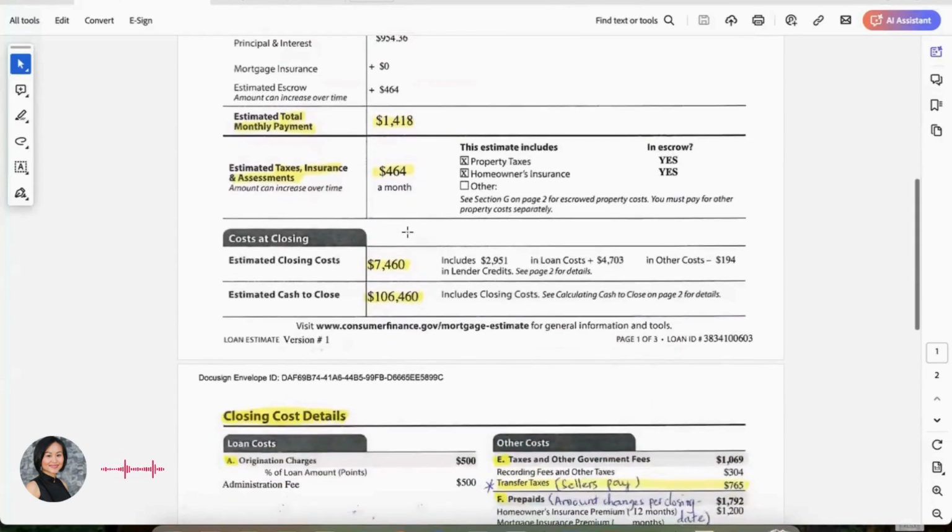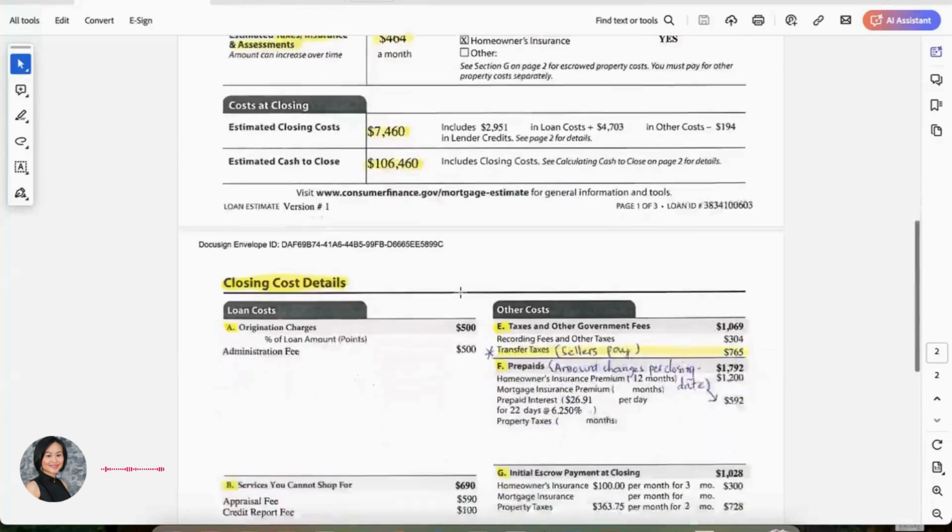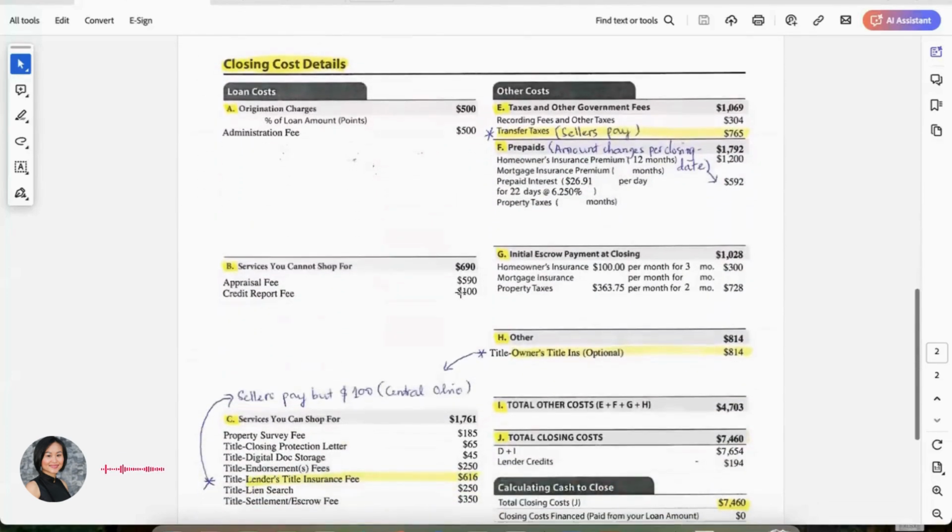So anyway, the estimated closing cost is here, and estimated cash to close is here. We're going to go through the breakdown of this closing cost. The cash to close is the number that you expect to write to the title company before closing to get a key. This number normally differs from the final number on the closing disclosure. But let me walk you through the details a little bit on the closing costs right here.